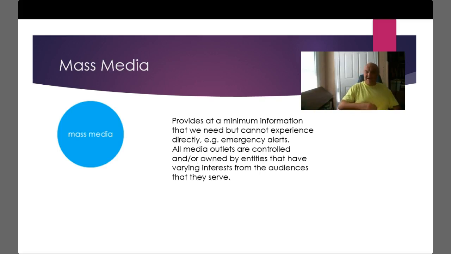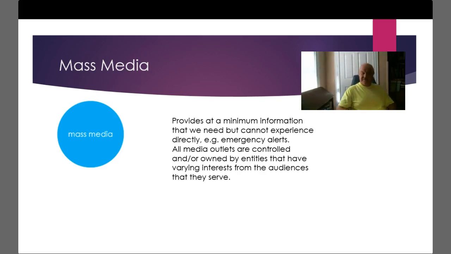Finally, mass media provides at a minimum information that we need but cannot experience directly. You remember perhaps the other day everyone in the United States got a presidential alert. This is an emergency alert, right? You get emergency alerts all the time.